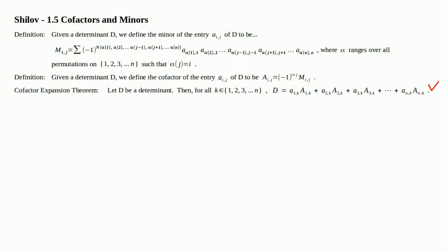In other words, a determinant D is equal to a sub 1k times capital A sub 1k plus a sub 2k times capital A sub 2k, so on and so forth. In that case, we'd be expanding about a column, but it works for rows too.